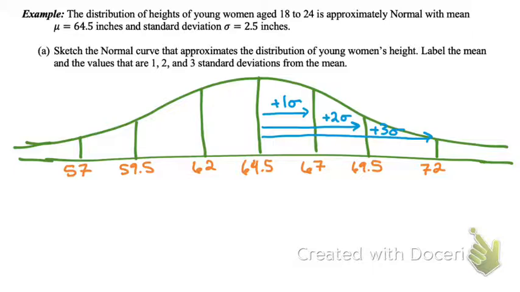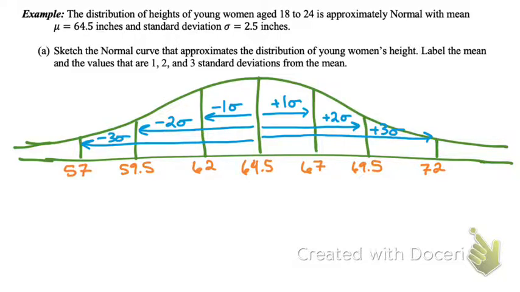And then if I go the other way, mathematically speaking, this is what we did. We subtracted 1 standard deviation. We subtracted 2 standard deviations. And we subtracted 3 standard deviations. Does this mean that there is never going to be a woman that is taller than 72 inches? Does this mean there will never be a woman that is less than 57 inches? Only 0.3%. But that's not going to happen very often. Only 0.3% of the time will we have somebody outside of that 3 standard deviation.